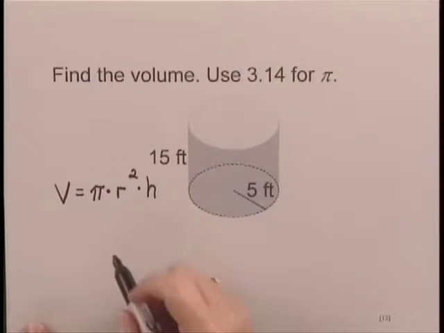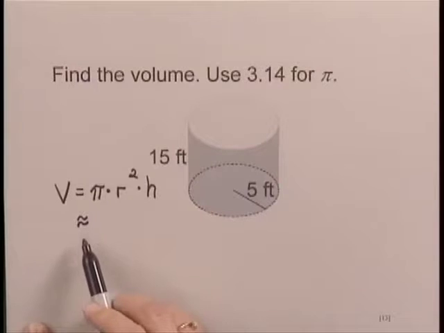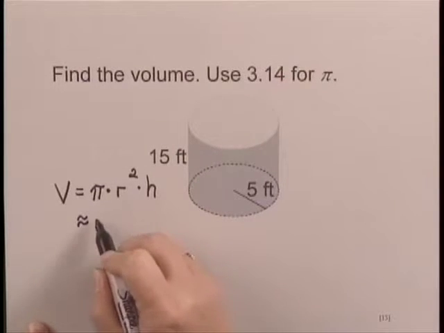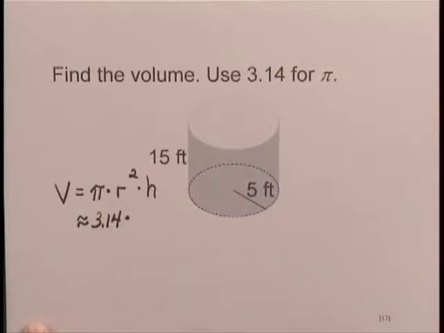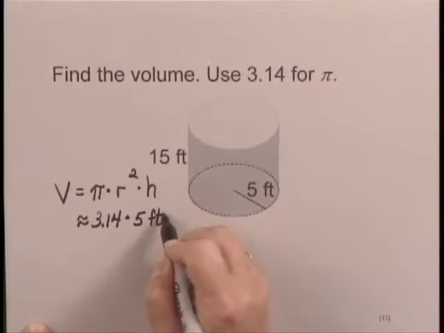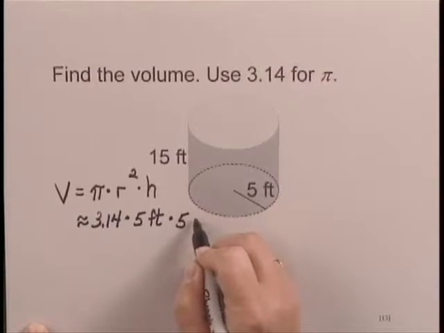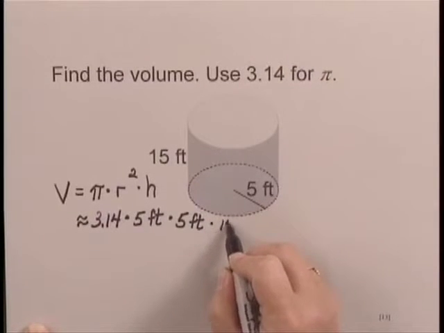Then we can substitute values. We substitute 3.14 as an approximation for pi, and I'll use an approximately equal to symbol since this is an approximation. It's 3.14 times the radius squared. The radius is given as 5 feet, so you can write that as 5 feet times 5 feet times the height of 15 feet.